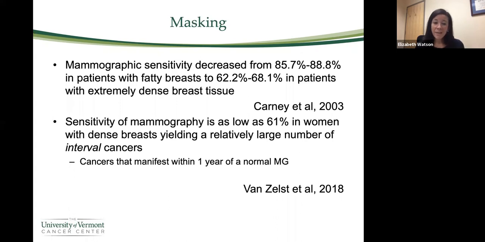And because sensitivity is a little bit lower, about 61 to 62% in women with dense breasts, they can yield a higher number of what we call interval breast cancers. And those are cancers that will manifest within 1 year of a normal mammogram. There's a higher rate of that happening in a woman with dense breast tissue.